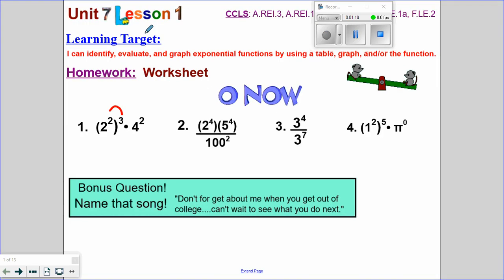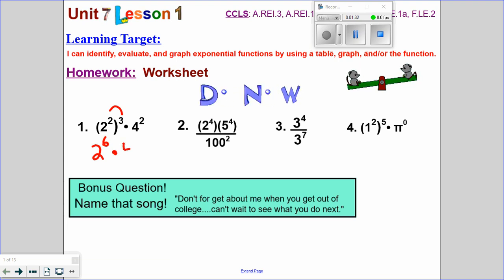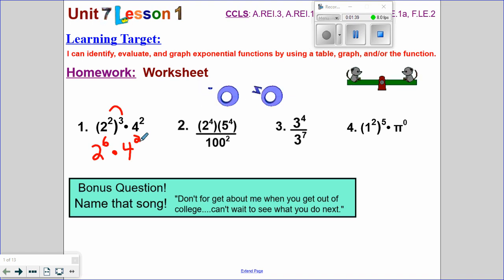And so when you have back-to-back exponents here, it's like the power to a power law. You're multiplying them. So it's 2 times 3, so you have 2 to the 6th power, times 4 to the second. Now, if you wanted exponential form, an answer with an exponent, that would be your answer.